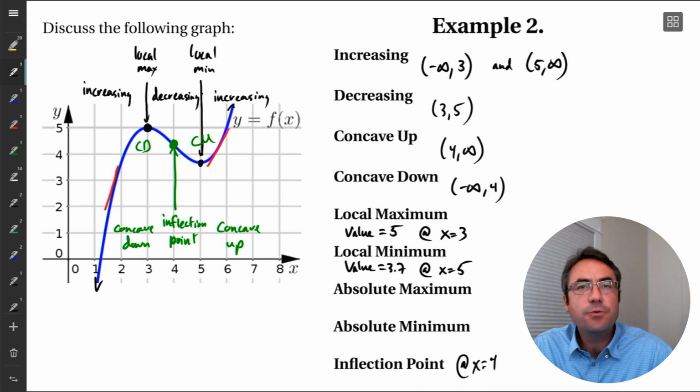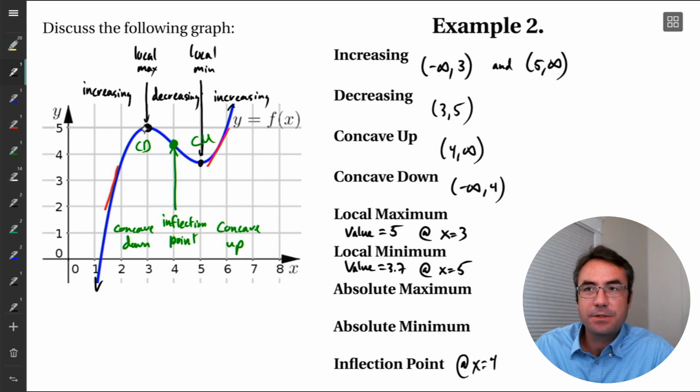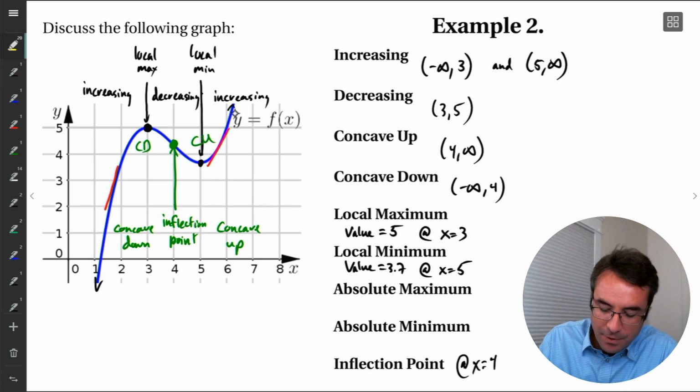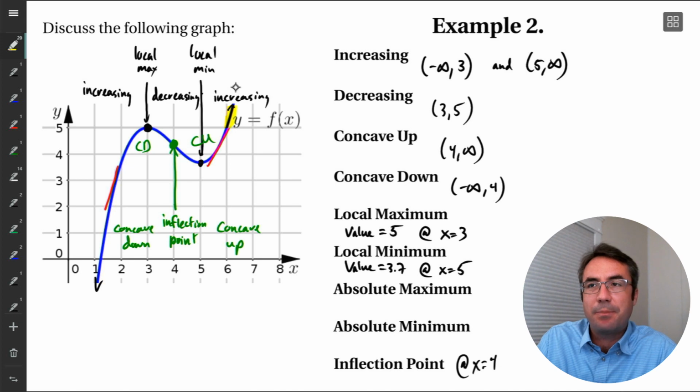All right, what about absolute max and absolute min? Well, this graph doesn't have any. It doesn't have an absolute max. This point here is a local max, and for this whole section, it's the highest point. But then we have this little section of our graph right here, and this keeps going. It keeps going up and up and up.